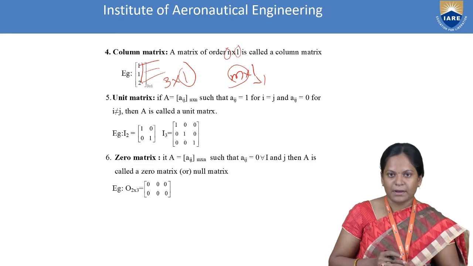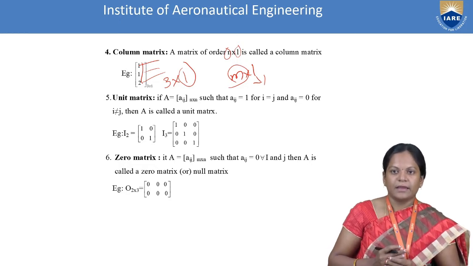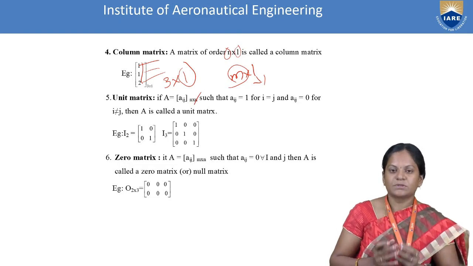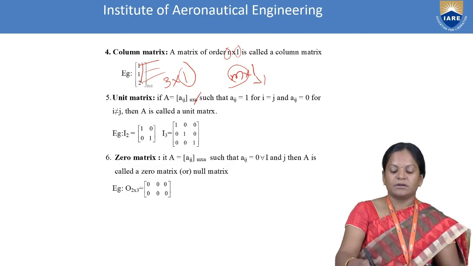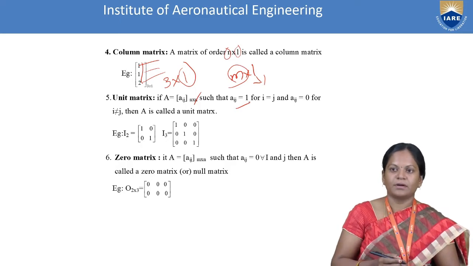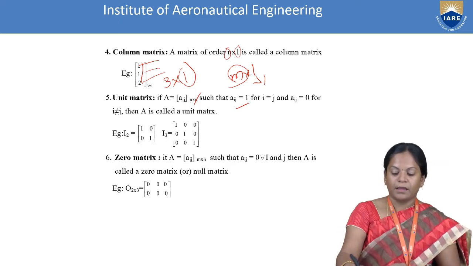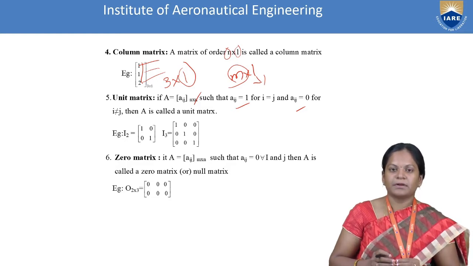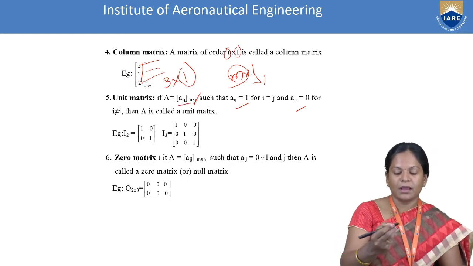Similarly, we have the unit matrix. What is a unit matrix? If capital A equals Aij, n by n, here the number of rows and number of columns are the same, which is a square matrix. So how can we take the unit matrix? Such that Aij is 1 for i equal to j and Aij is 0 for i not equal to j. Then A is called a unit matrix. What is a unit matrix? It is a square matrix. Why is it square? I am taking Aij n by n.